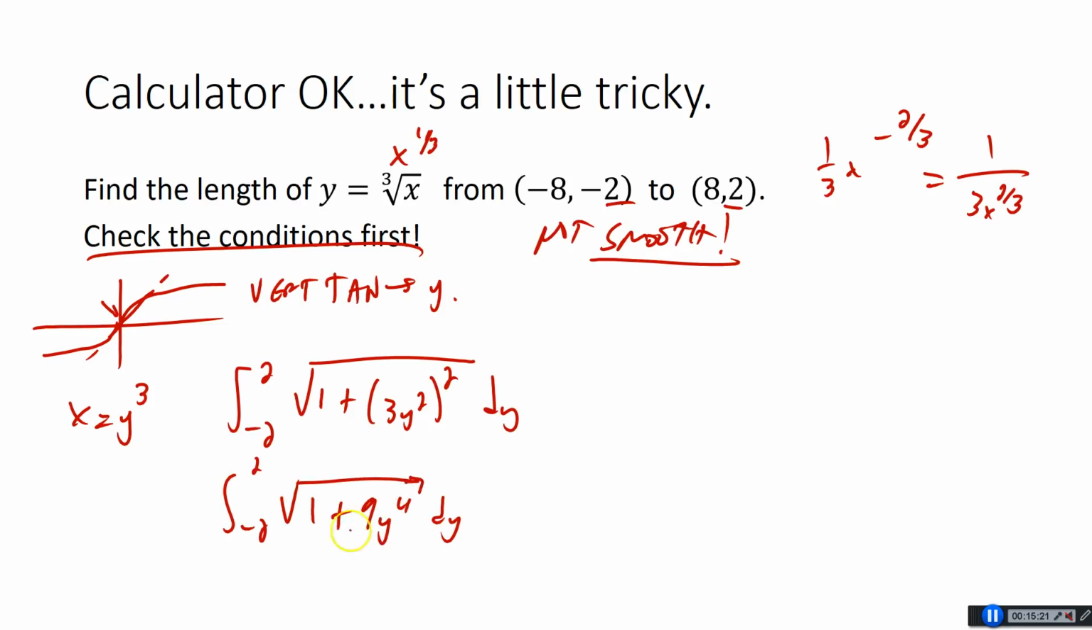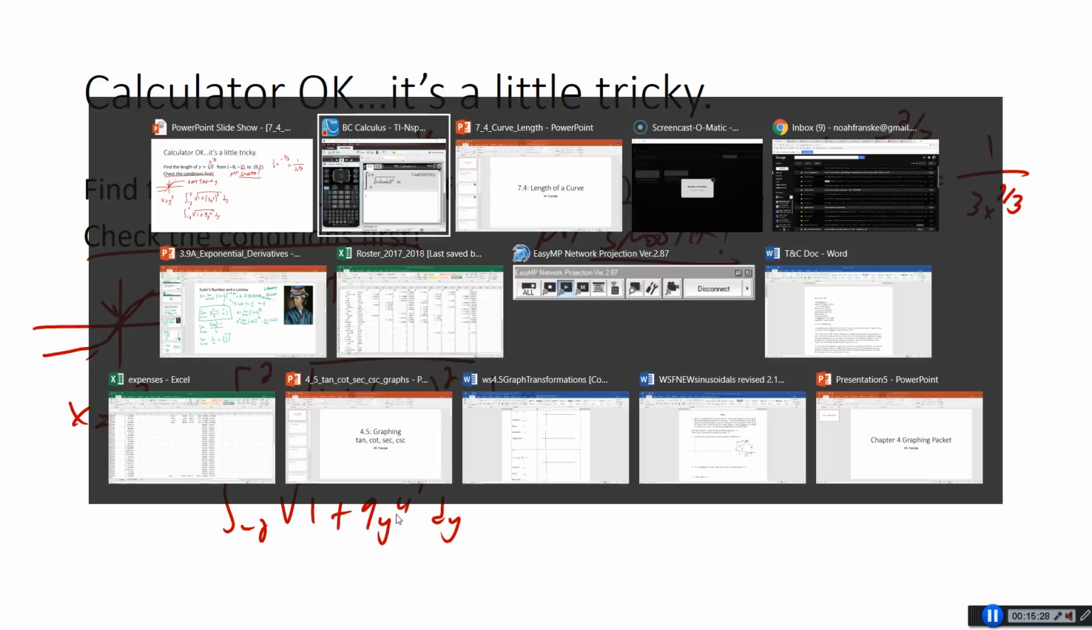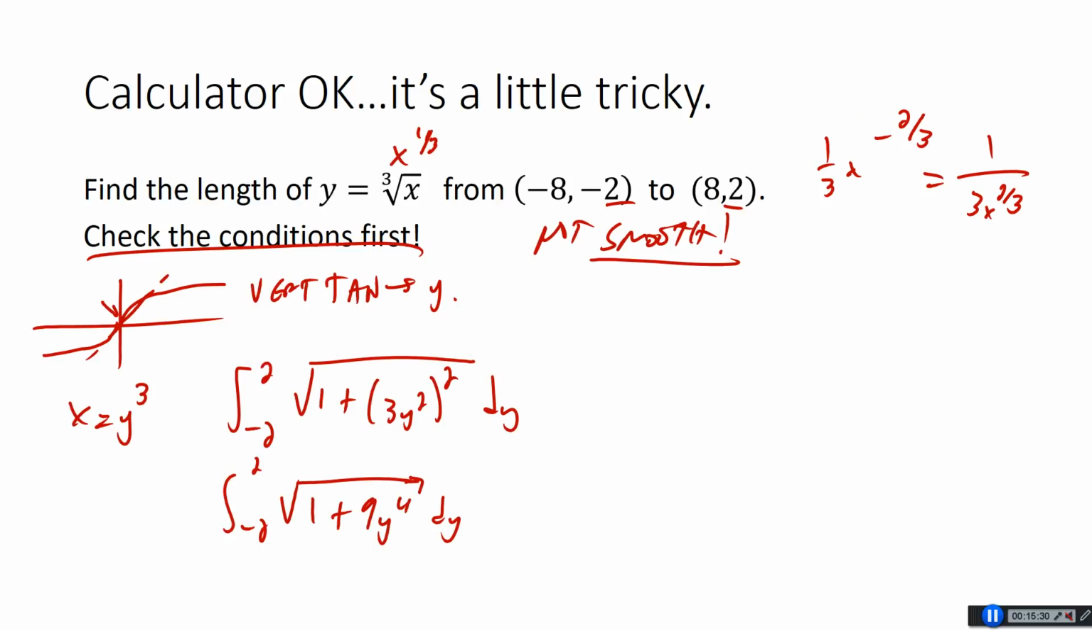So you can see here, this is not going to be able to do by hand. We're going to have to go to a calculator for this one because we can't undo that y to the 4th on the inside. There'd be some messy chain rule stuff happening. So let's see if we can figure this out.